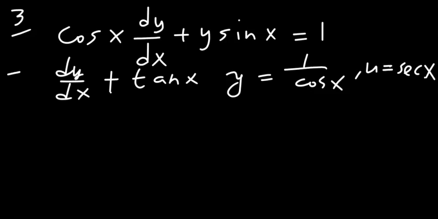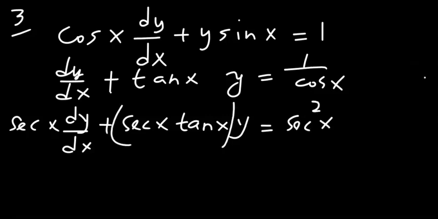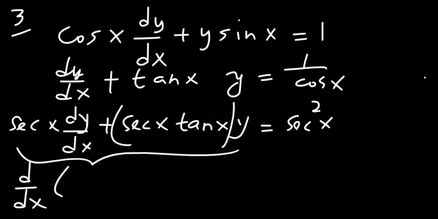Let's multiply this entire equation by that integrating factor, namely secant of x. You get secant of x dy/dx plus secant of x times tangent of x times y equals secant squared x. The left-hand side can be shown to be the same as d/dx of y secant of x. Let's see if this is true.